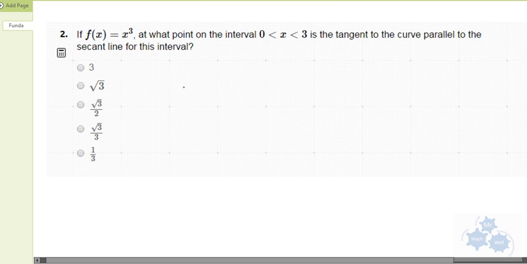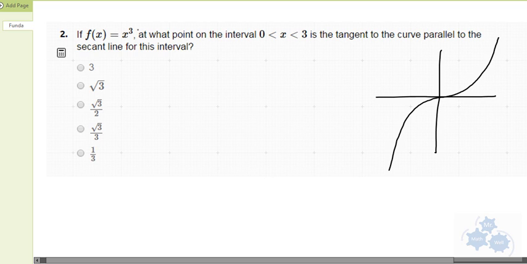Example number 2. So I'll give you a second to copy this out while I read it aloud. It says, if f of x is x cubed, so we want to draw a quick sketch of that over here. x cubed looks something like this, right? At what point on the interval 0 to 3, okay, so we're just going from 0 to, let's say, 1, 2, 3, over here, is the tangent to the curve parallel, so having the same slope, as the secant line for this interval.